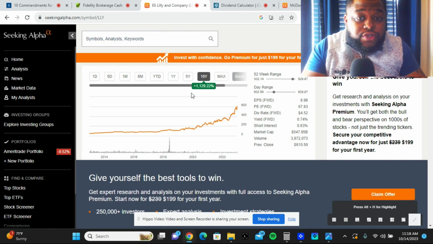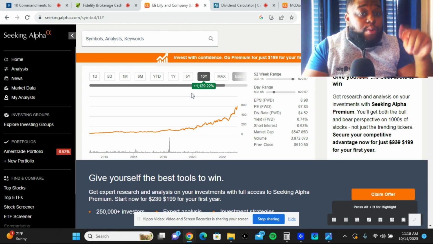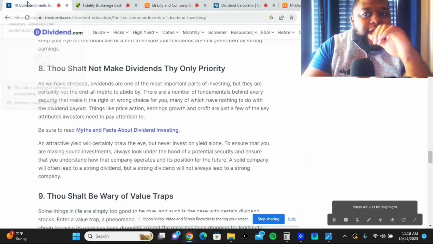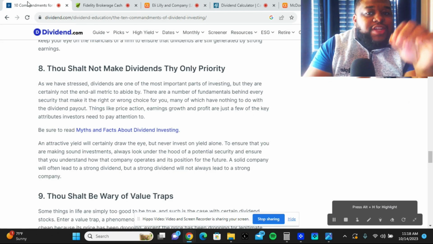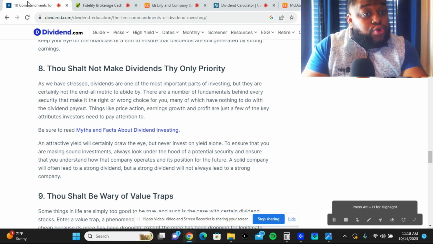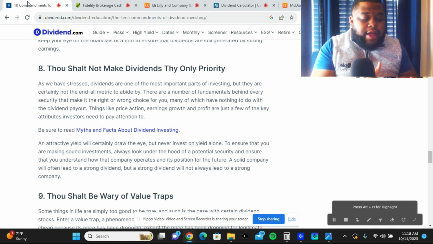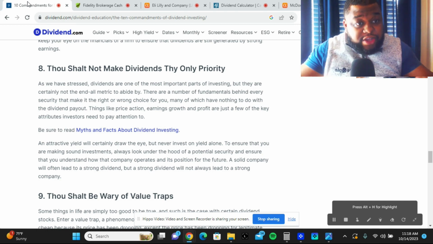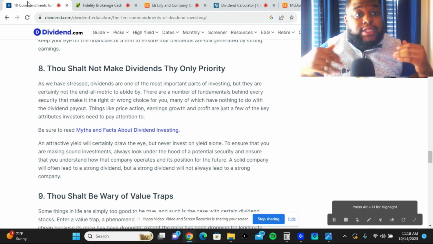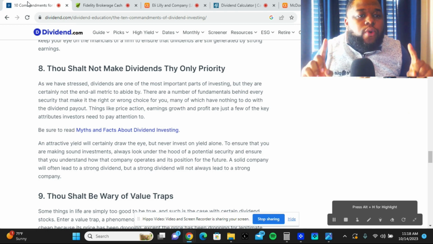Do the rule of 72. Do that amount, divide by 72. That will give you the number of doublings. If you would have invested $10,000 10 years ago, that's what your $10,000 will be worth right now if you just double. So I say that in saying that thou shalt not make dividends the only priority, which is true. Meaning that, yes, as dividend growth investors and dividend investors, our goal is to make money, but our goal is also total return.